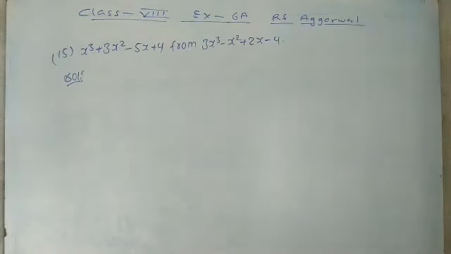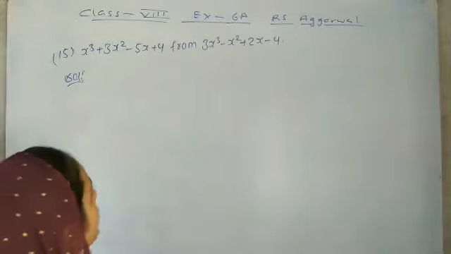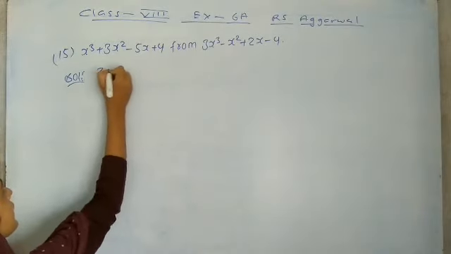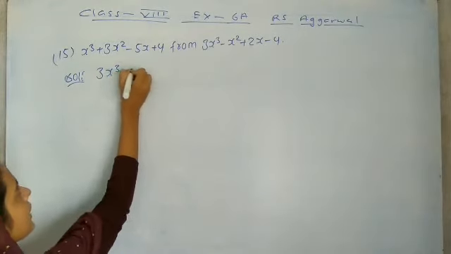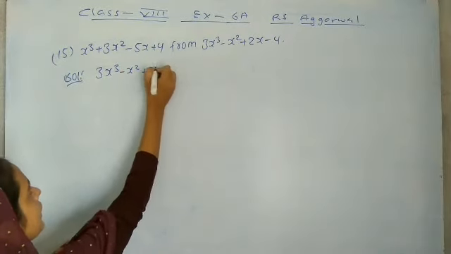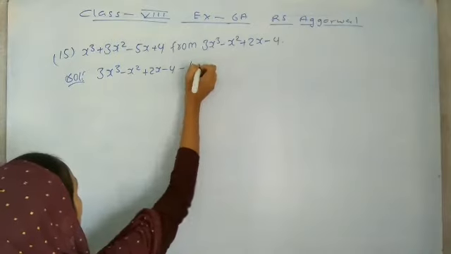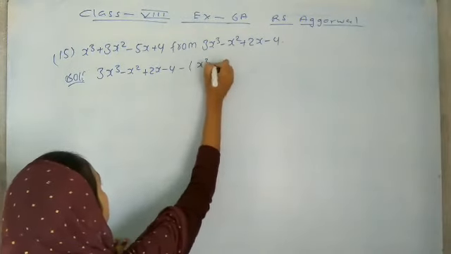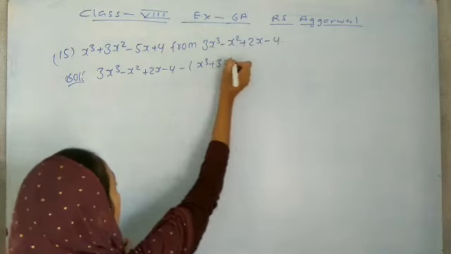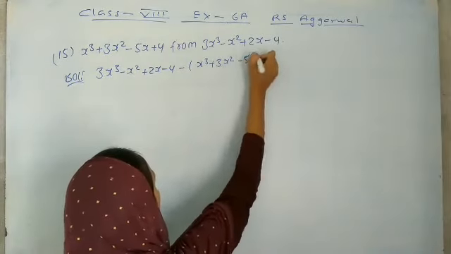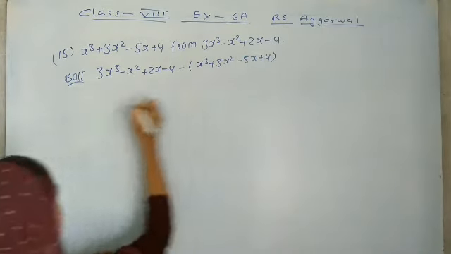Question number 15: subtract x cube plus 3x square minus 5x plus 4 from 3x cube minus x square plus 2x minus 4. Firstly, we will write the term 3x cube minus x square plus 2x minus 4. From means minus, and we will put the bracket x cube plus 3x square minus 5x plus 4. Now let's solve.